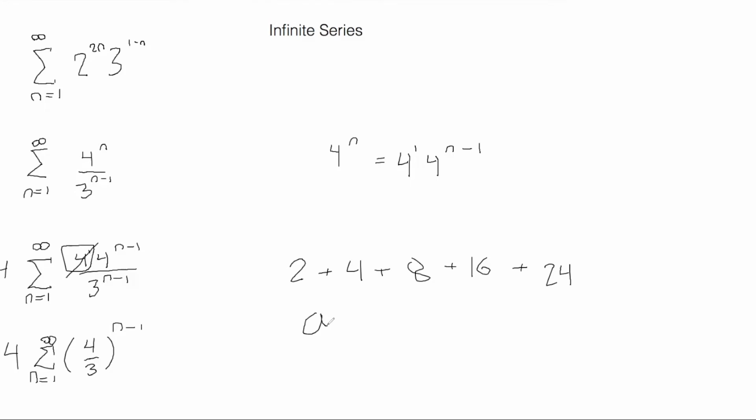So A is always going to be our very first term, our very first element in the set. So A would be 2. And then R is always the common ratio. That would be the number you have to multiply one number by to get to the next. So 2 times what number is 4? 2 times 2 is 4. And then 4 times 2 is 8. 8 times 2 is 16. And then, oh, sorry, I made a mistake there. How embarrassing.